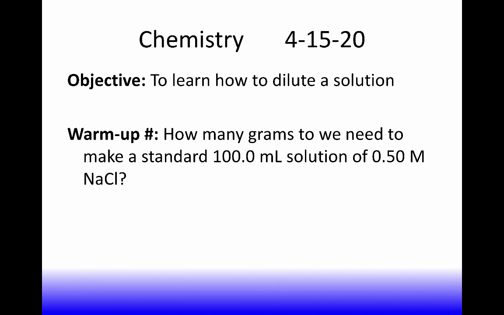Now, a couple of different ways you can do it. If you use that handy formula, grams equals molar mass times molarity times volume in liters, you can calculate it very quickly. And it turns out that the grams is 2.922 grams of sodium chloride.